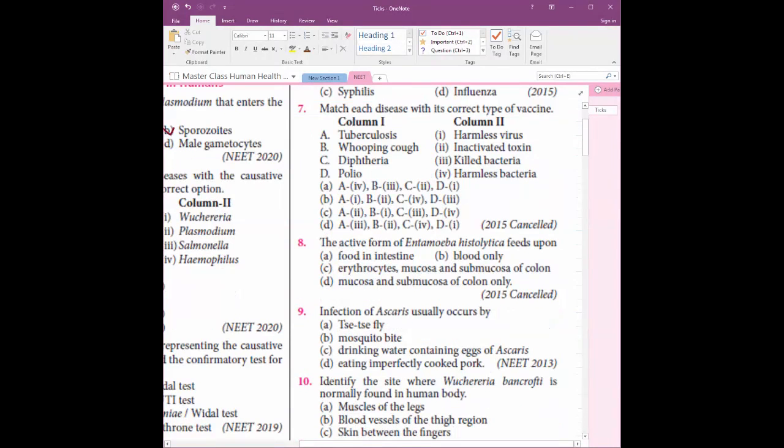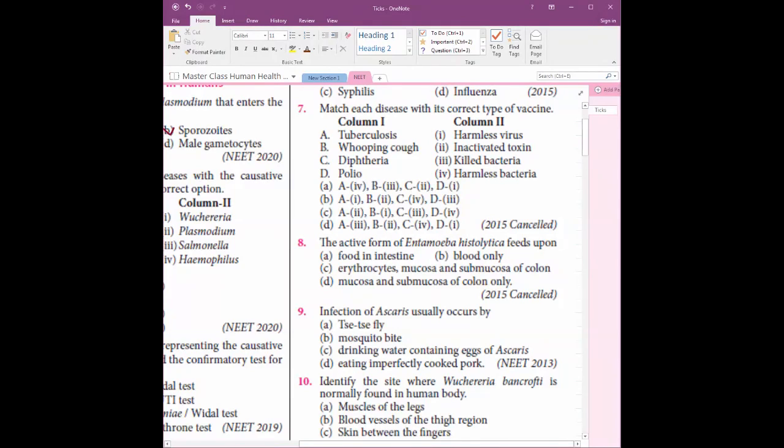Match each disease with its correct type of vaccine. Yes, guys, so let's try to see who is it. You have to think about this. Some of it you may know, some of it you may not know, but we have to identify who is going to be what. So we have tuberculosis. Options: harmless virus, inactivated toxin, killed bacteria, harmless bacteria.